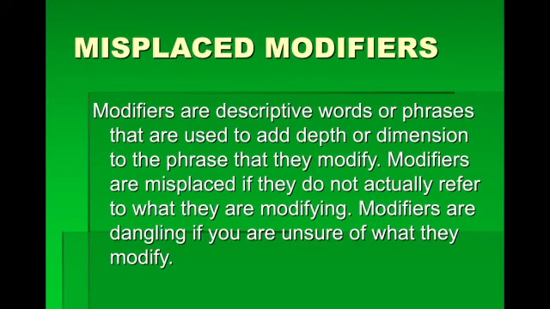So remember, because modifiers are descriptive words and phrases that add depth or dimension to the phrase, they're not exactly necessary in the sentence. However, when we look for misplaced modifiers, that particular description should be near what it's describing. So we're going to look to see if the modifiers are in the wrong part of the sentence. Maybe we need to even have punctuation to help them out.